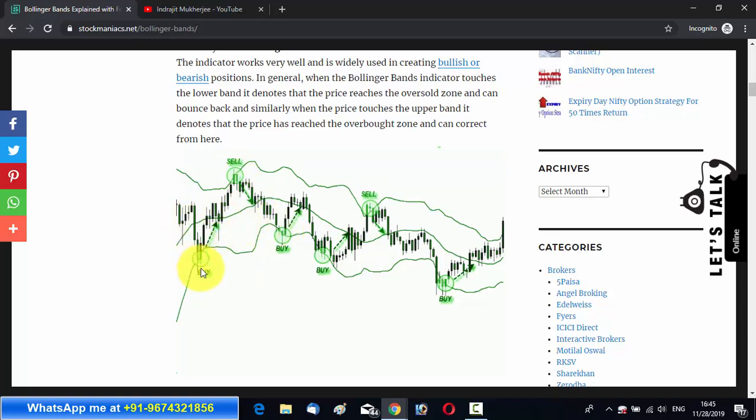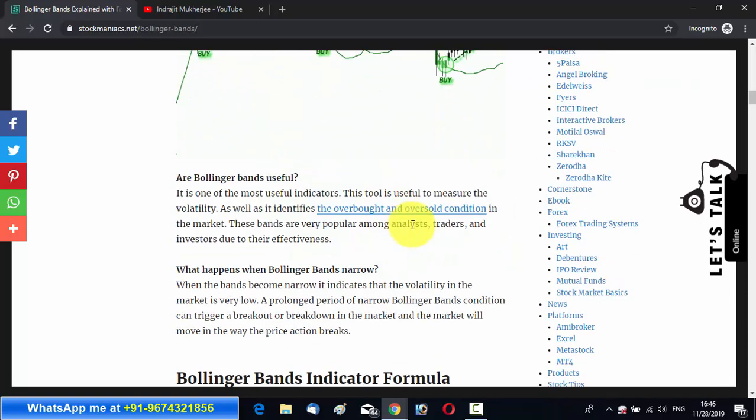So Bollinger Bands will actually give you the market cycle. Buy, sell, buy, sell, buy, sell, buy, and so on. So you can get an idea whether the market is reaching an extreme or not, whether the market is overbought or whether the market is oversold. So in this way you can use the Bollinger Bands.